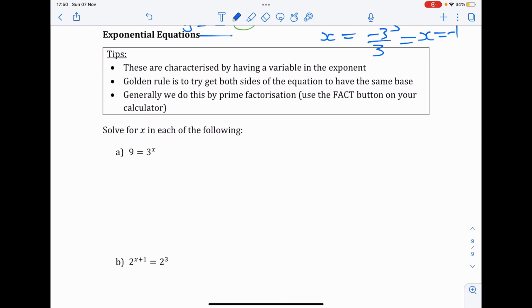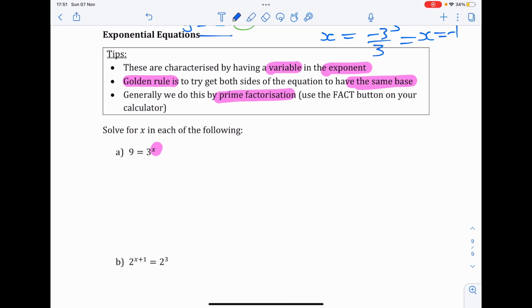Exponential equations. So these are characterized by having a variable in your exponent. So immediately I can recognize this first one because there's that variable in the exponent. So your golden rule is to try get both sides of the equation to the same base. Generally, we do this by prime factorizing. So on your calculator, you should have the fact button. It's a shift function.